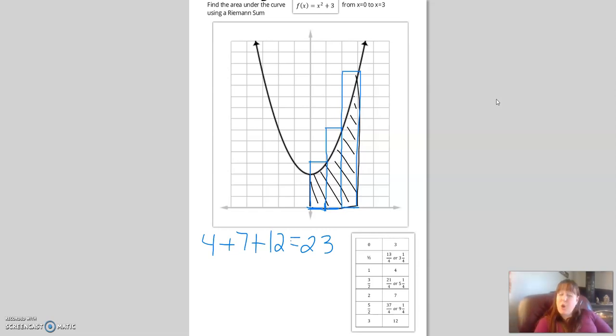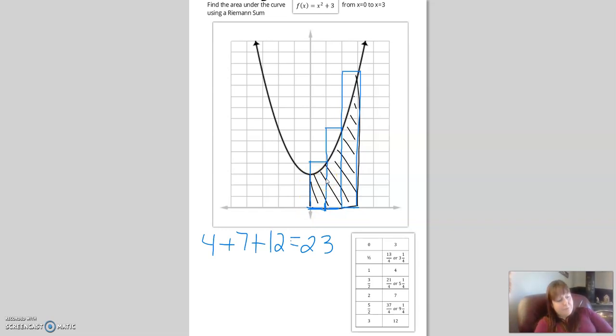So that's a little bit of an overestimation, right? It's a little bigger than 18. So then we think, what if we go the other way? What if, instead of making the rectangles go up to the right side, we do it on the left side? We go to the left side of the rectangle and go over. So let's look at what that would look like.